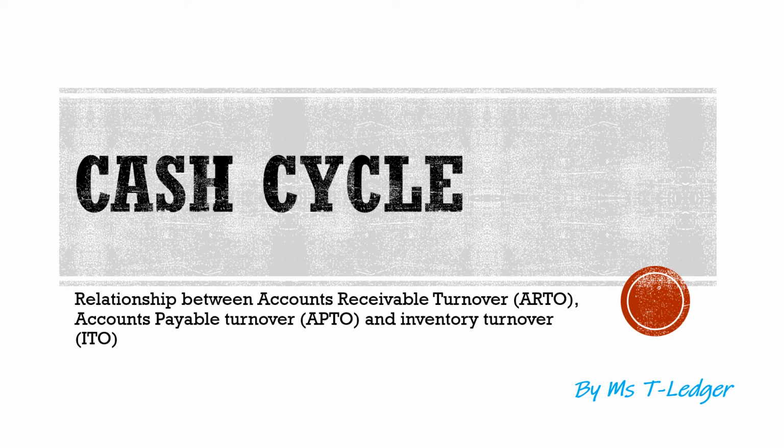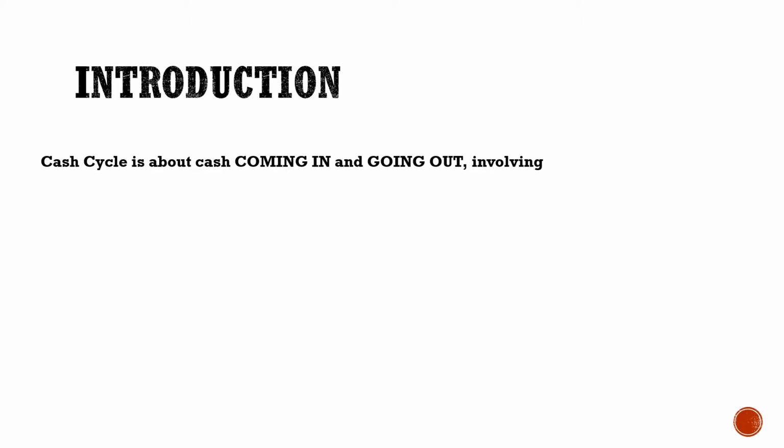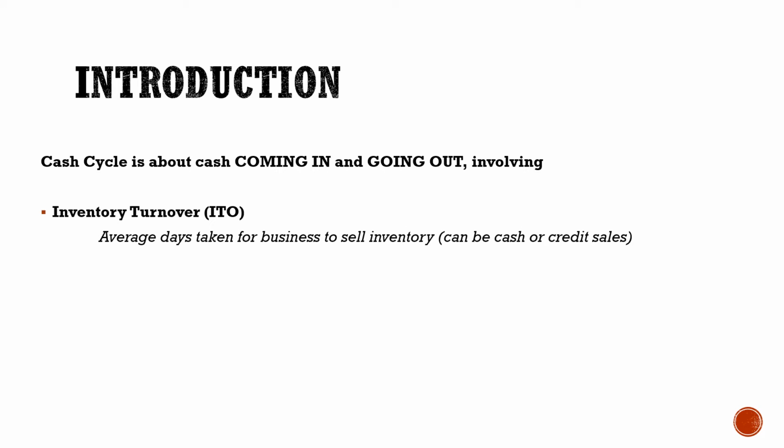In this video, we'll be looking at the cash cycle, which relates to the relationship between the accounts receivable turnover, accounts payable turnover, and inventory turnover. The cash cycle is about cash coming in and going out, involving inventory turnover, which is the average days taken for the business to sell inventory, either on cash or on credit.